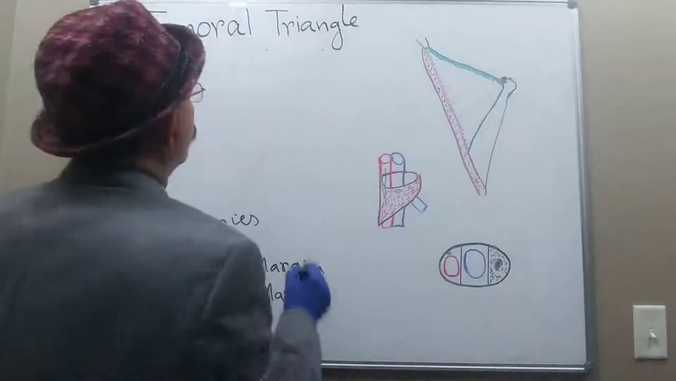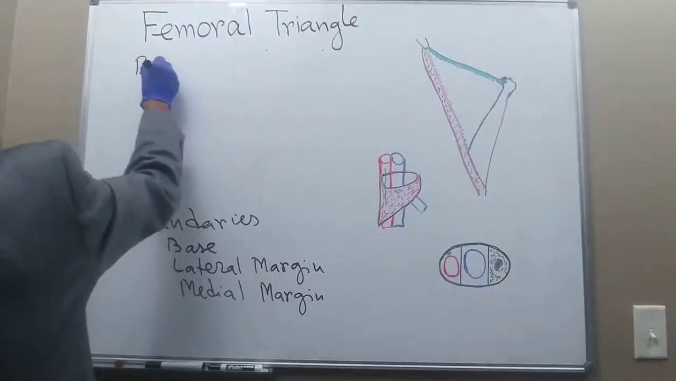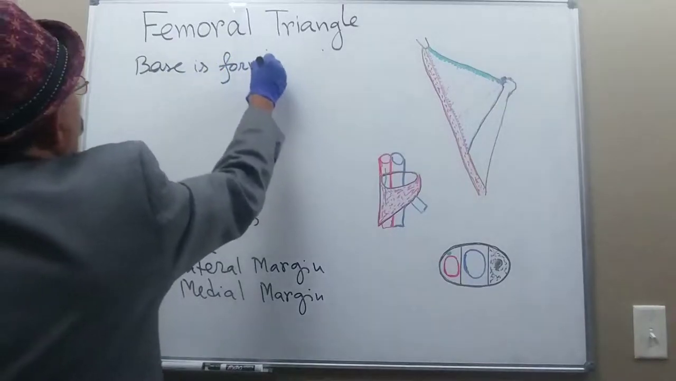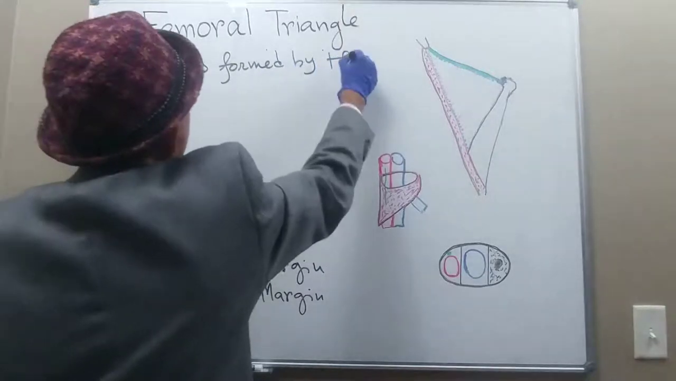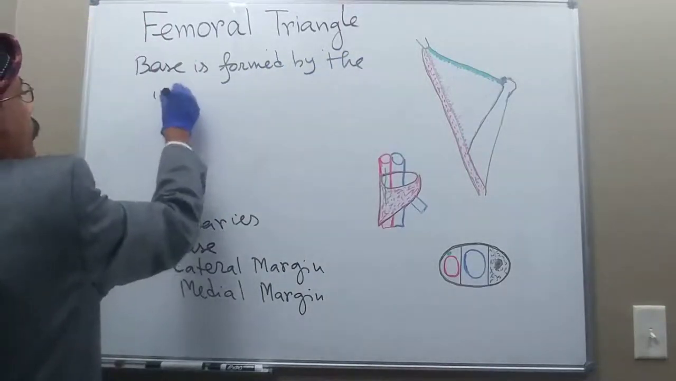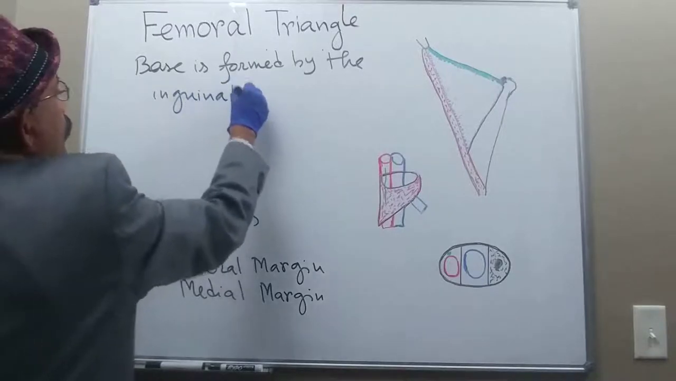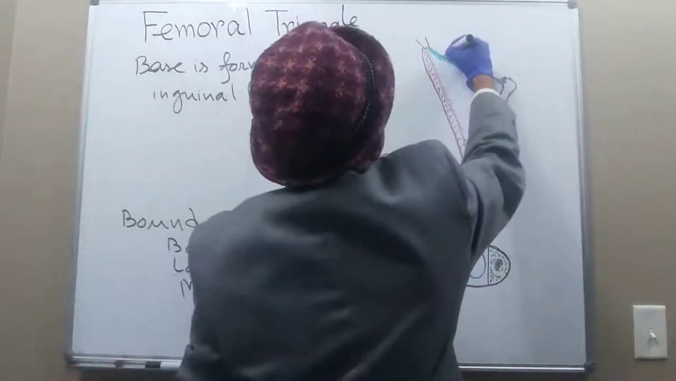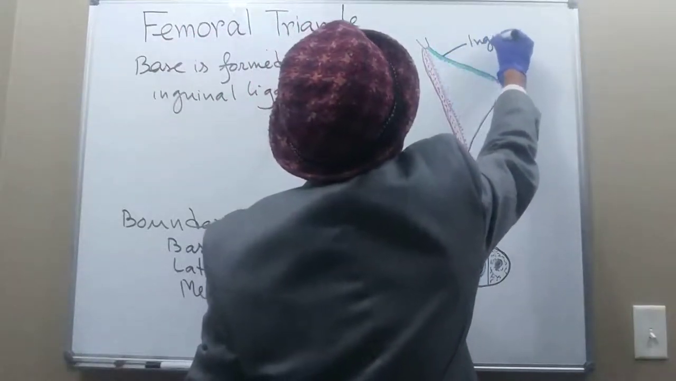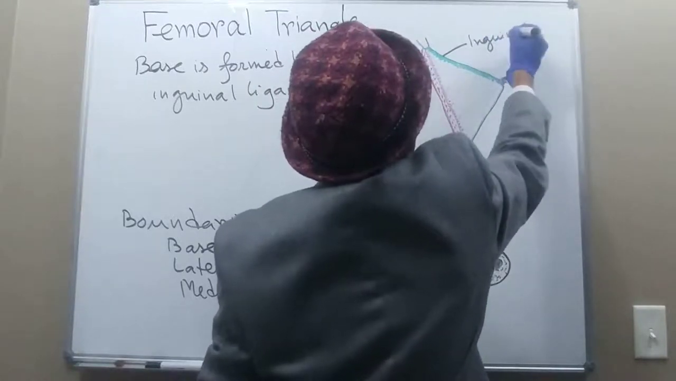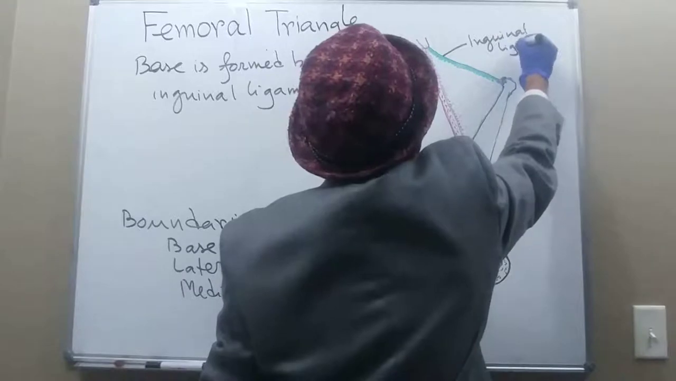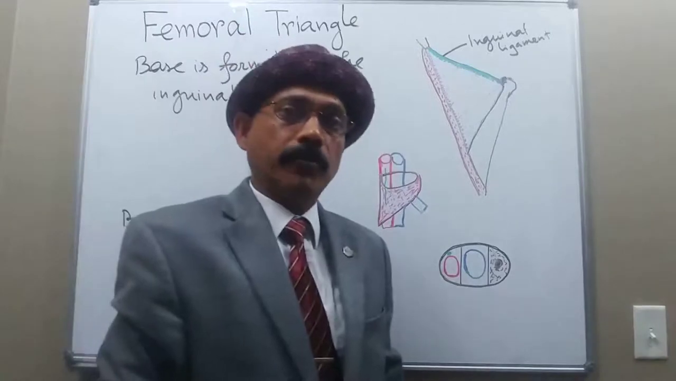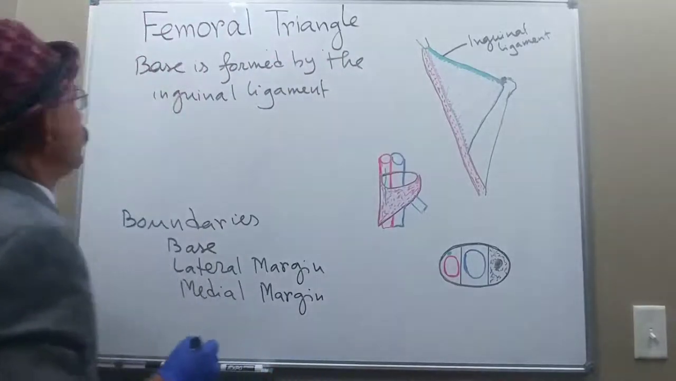So how is the base of the femoral triangle formed? The base is formed by the inguinal ligament. That is formed by the folding of the aponeurosis of the external oblique. This is the base.